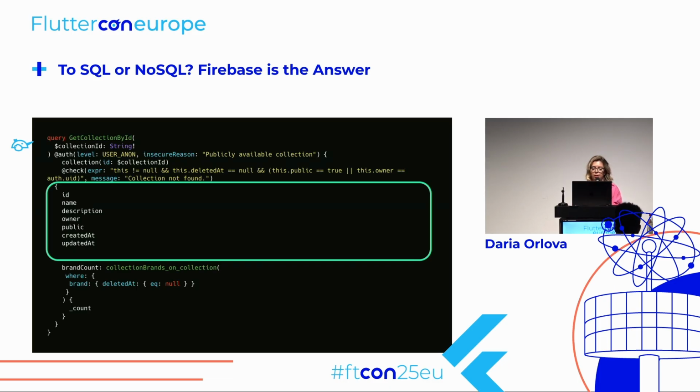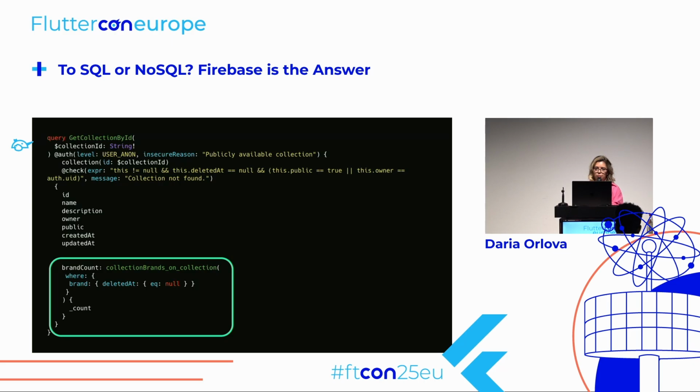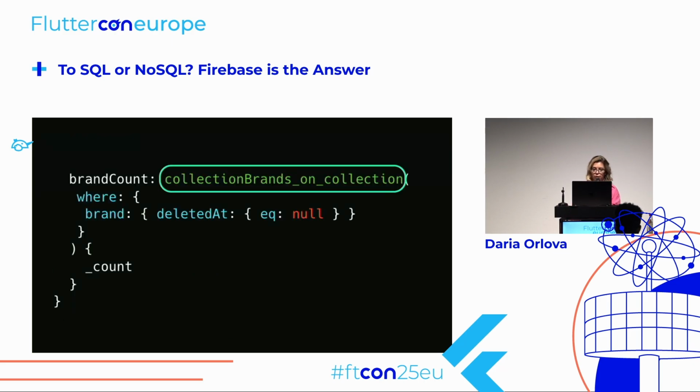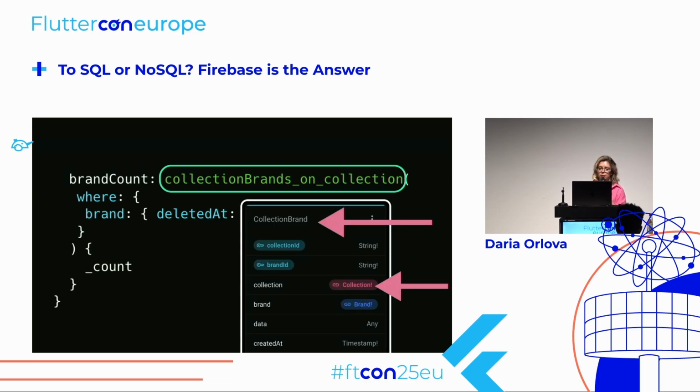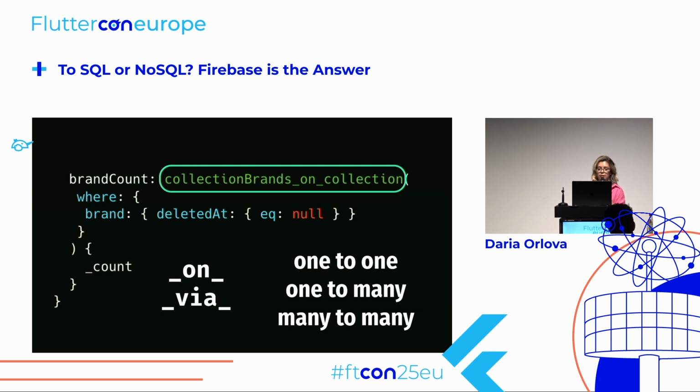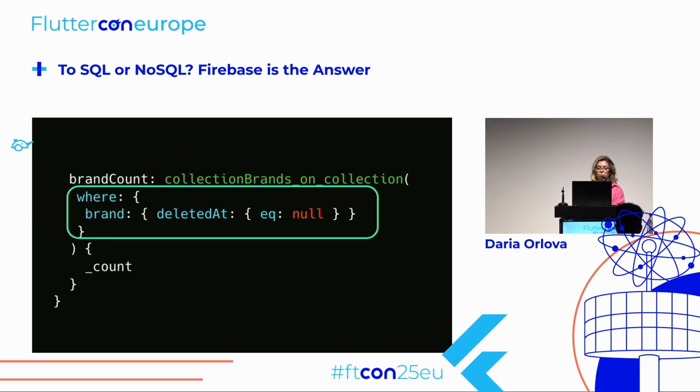But an interesting parameter that we do care about is brand count. The way we get the brand count parameter is we use this relationship that we have defined earlier, collection brands on collection. This is how it looks. We defined it in the collection brand by specifying the collection object. And now we can use this syntax to access that. As I said, this syntax defines relationships. On is used for one-to-one and one-to-many, and via is used for many-to-many relationships. And we use the filter where to get only the brands that were not deleted.